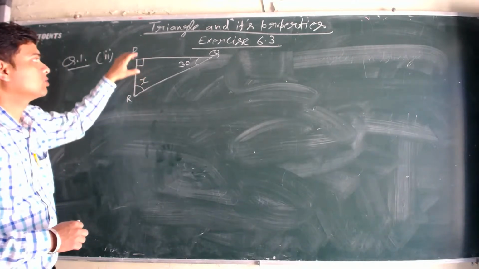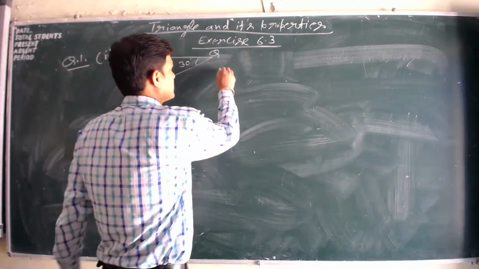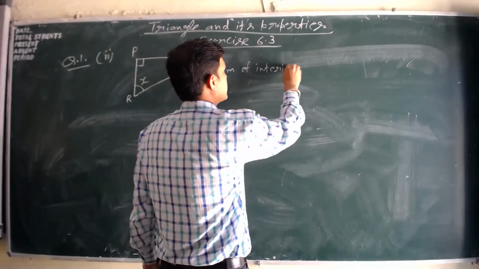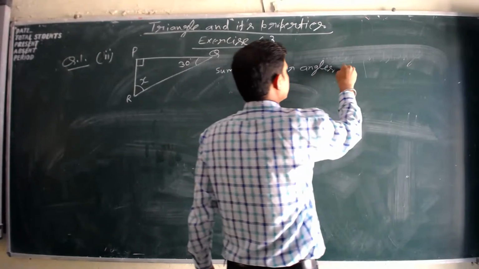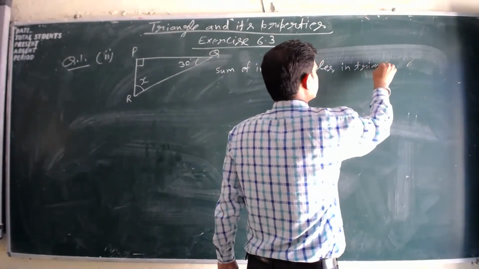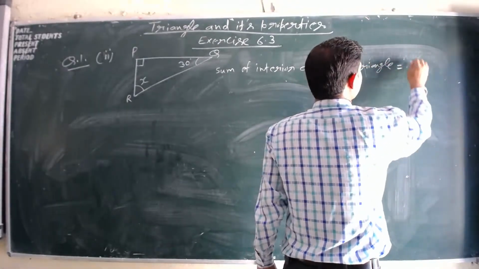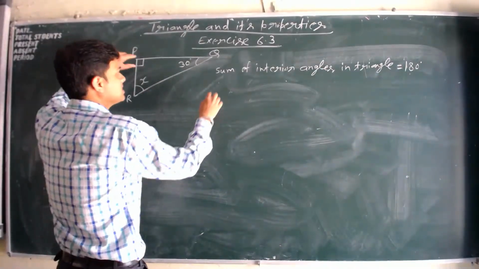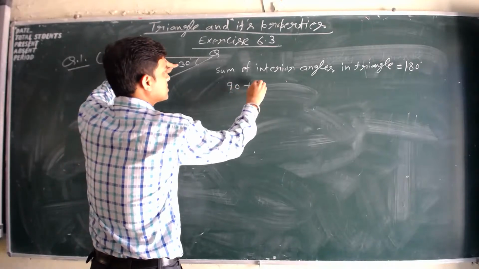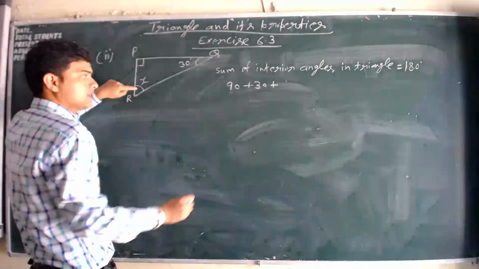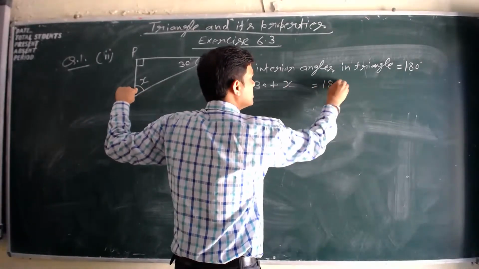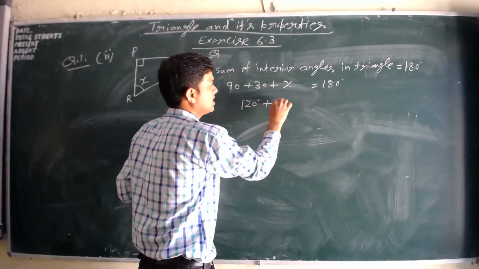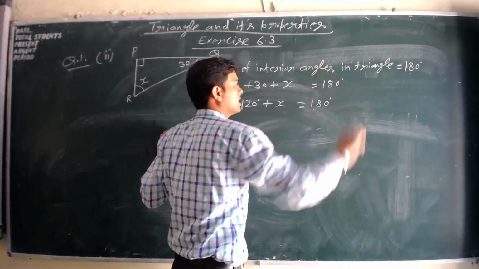Where this symbol is present, we call it 90 degree. Then the same sum of interior angles in a triangle is equal to 180 degree. So angle P is equal to 90, angle Q is equal to 30, and angle R is equal to x, and the sum is 180 degree. 90 plus 30 is equal to 120 degree, so 120 plus x is equal to 180.